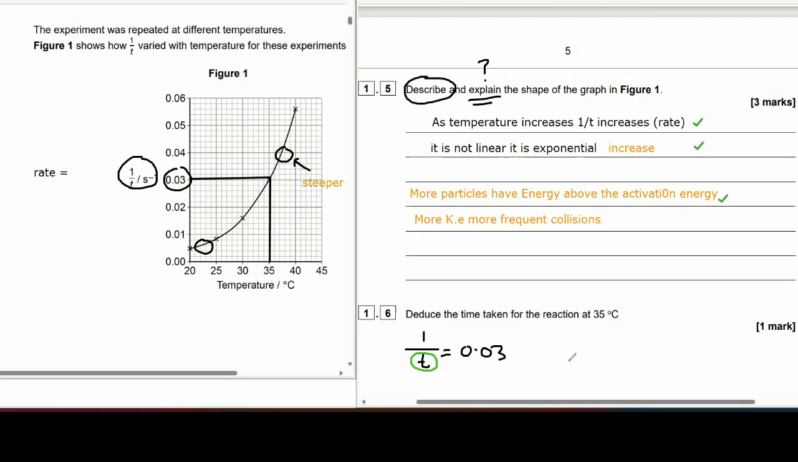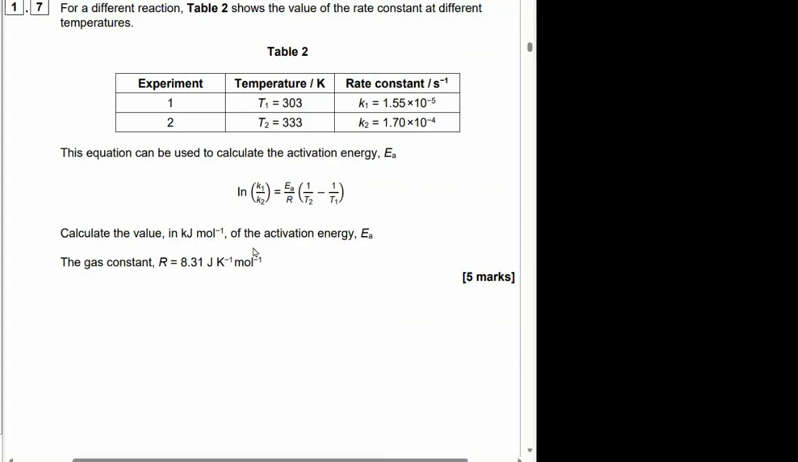For those of you that are bad at maths, you can put this in a magic triangle. So what you can do is you can put anything that's above a divide line at the top of the triangle and the other 2 factors at the bottom. So we've got t times 0.03. And what we're going to do here is go 1 over 0.03 equals time. And if you plop that into your calculator, you'll get 33.3 seconds. So 1 over t equals 0.03.